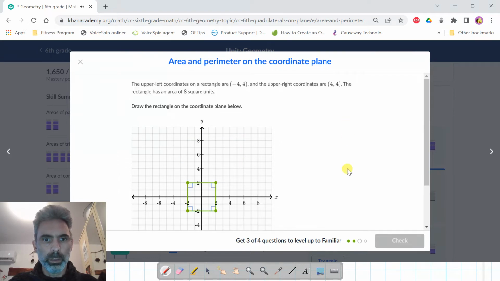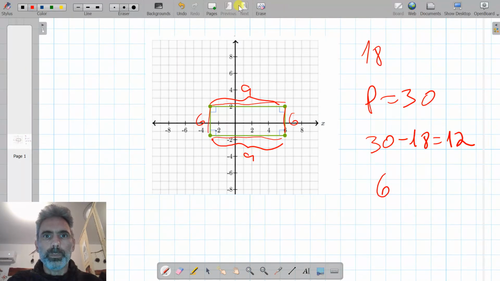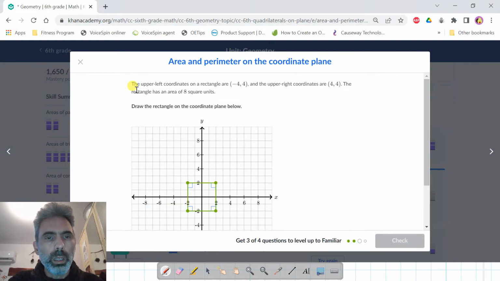Good. Okay. Moving on to the next question. The upper left coordinates on a rectangle are -4 and 4. And the upper right coordinates are 4 and 4. The rectangle has an area of 8 square units.